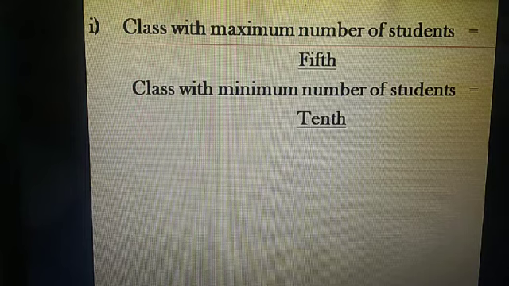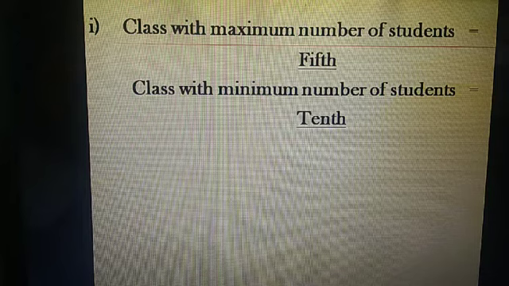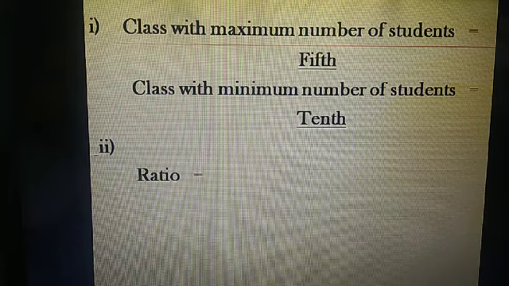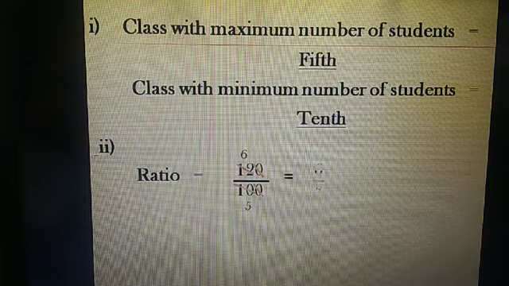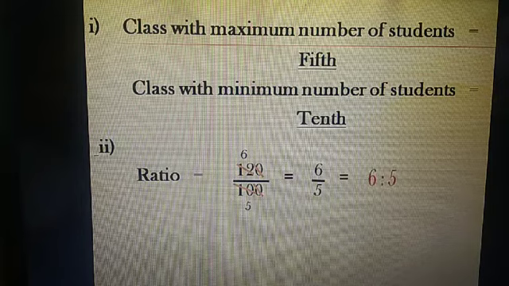Find the ratio of the students of class 6 to the students of class 8. Ratio means first you will write the value of 6th class and then the 8th. Cancel the zeros, cancel them out to the simplest form. 6 by 5, final answer is 6 upon 5. You have to represent the answer as a ratio. So it is 6:5.